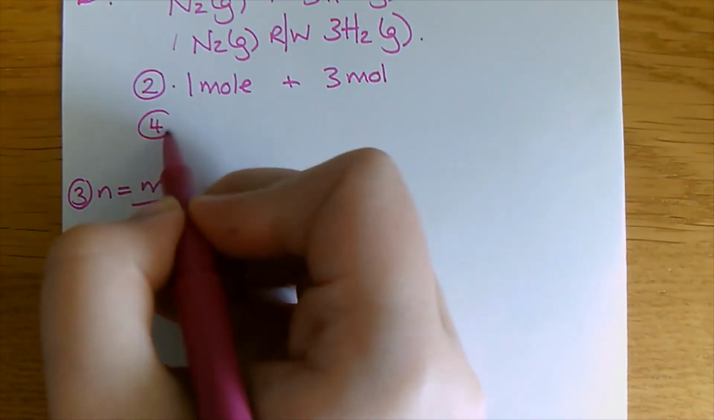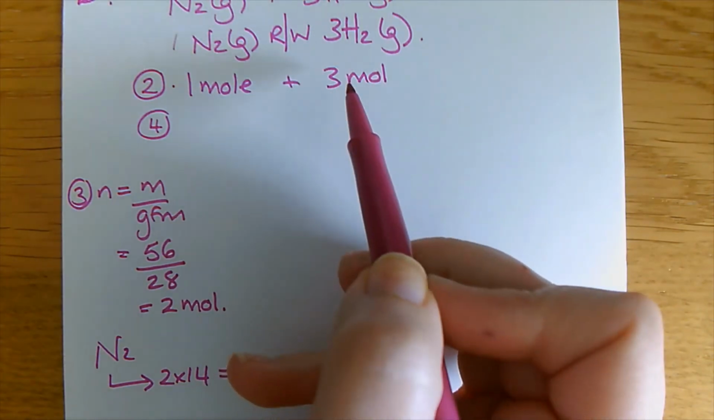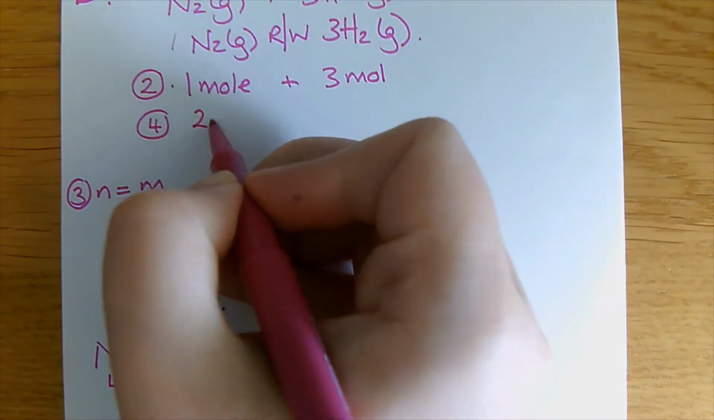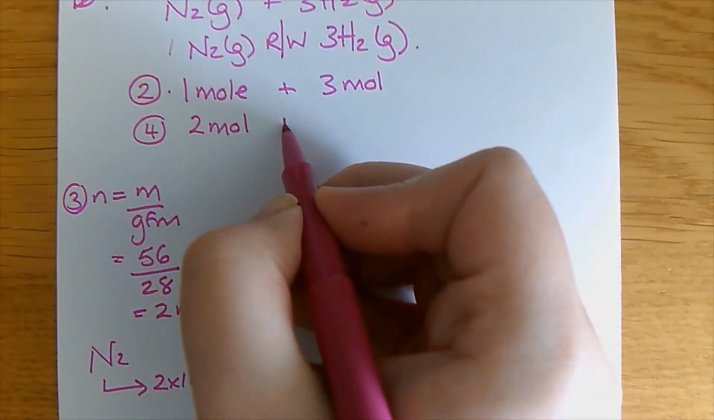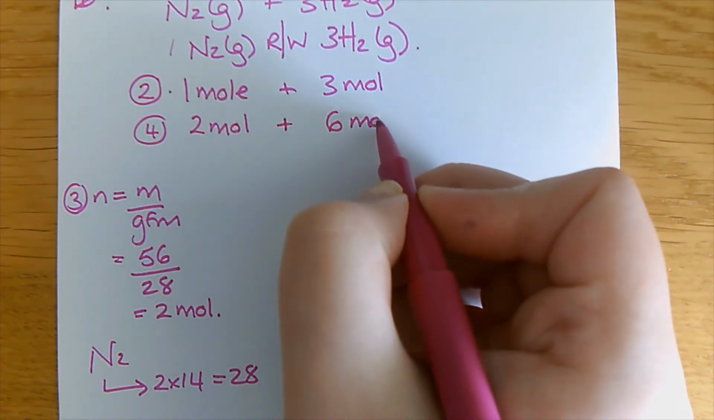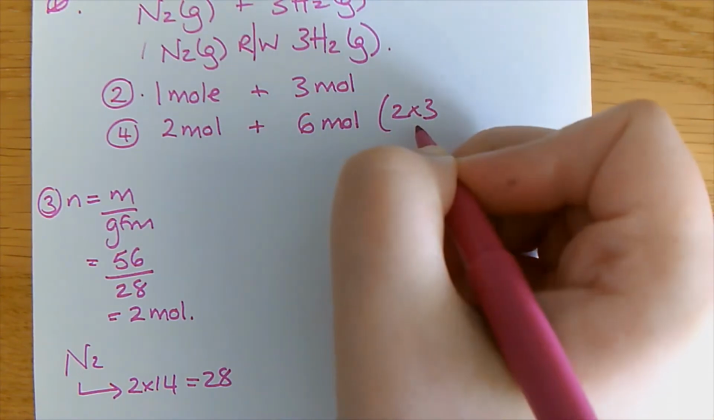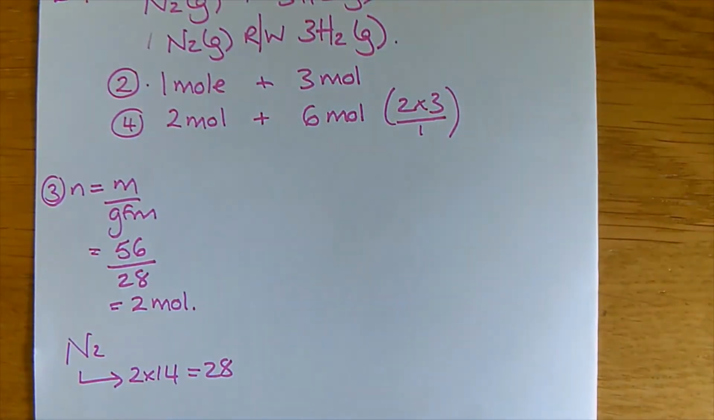So in an ideal world, we would get 1 mole of nitrogen and it would react with 3 moles of hydrogen. In actuality, what we have is 2 moles of nitrogen and it will react with 6 moles of hydrogen. Okay, 2 times 3 divided by 1.